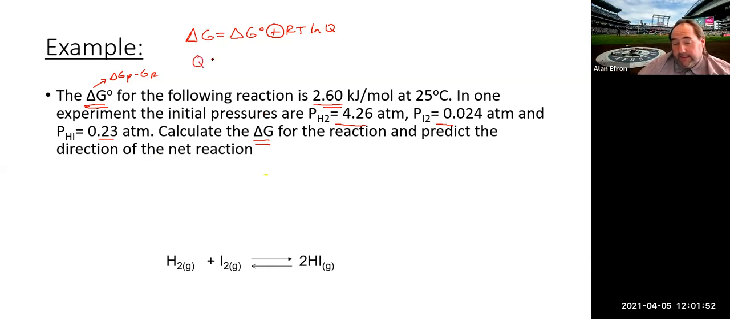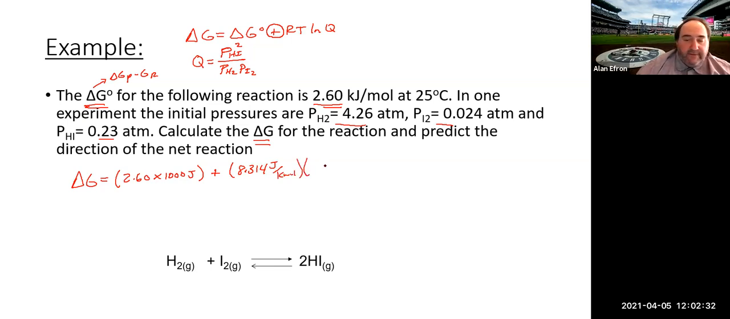Q in this case is just like we've done before. It's our products, which in this case would be the pressure of HI, and we would need to square it, divided by the partial pressure of H2 times the partial pressure of I2. So putting all this together, we have delta G equal to delta G naught, which is 2.6. I am going to multiply mine by 1,000 to convert it to joules because we still have the R value there, and we need to make sure we don't mess up on the units. That way we're all good in terms of the units.